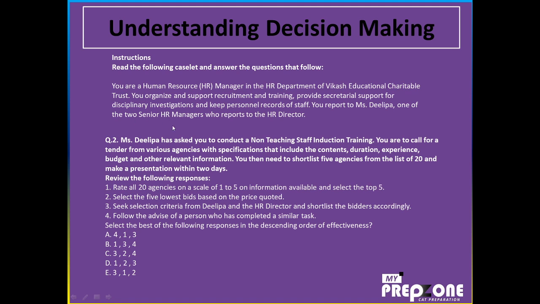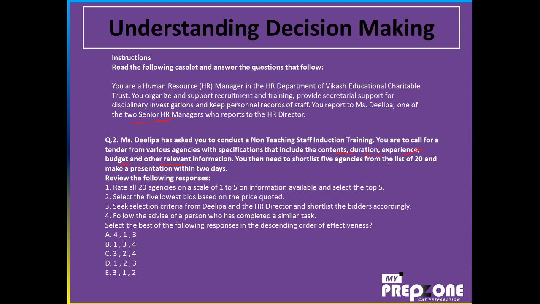Here it is written already. So they say that Miss Dilipa has asked you to conduct a non-teaching staff induction training. Okay, your senior has given you a task. You are to call for a tender from various agencies with specifications that include the contents, duration, experience, budget, and other relevant information. You have to call for a tender.